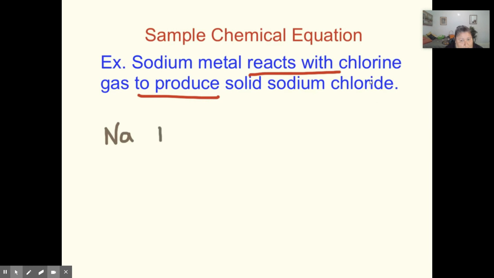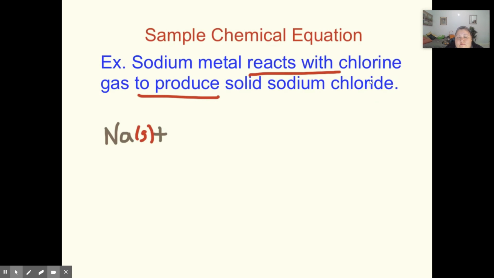Reacts with, we saw from the last page there, that is a plus. Chlorine gas. Now, chlorine gas, and by the way, sodium metal, we could add this in here. We won't add this all the time, but I'm going to add it for right now. I'm going to put a little S right there. Since it's a metal, it's a solid.